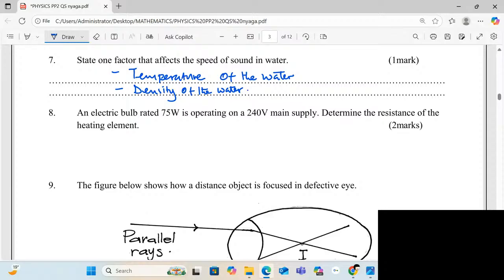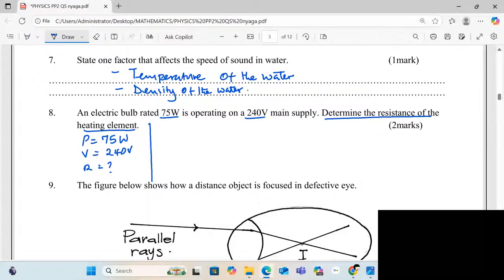An electric bulb rated 75 watts is operating on a 240 volts supply. It is 75 watts, 240 volts. Then we ask, determine the resistance. That is our question. What will be the resistance? So you need to know all the formulas that can lead you to power, where we can use voltage, where we can use resistance.